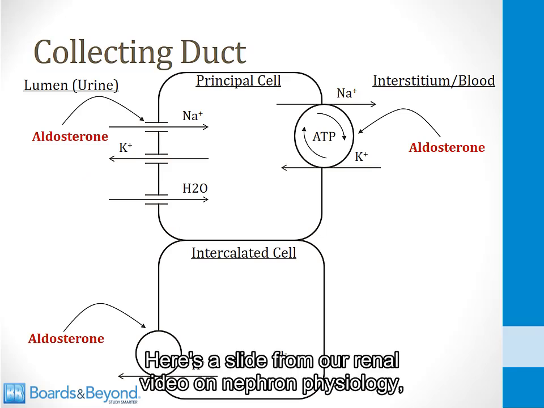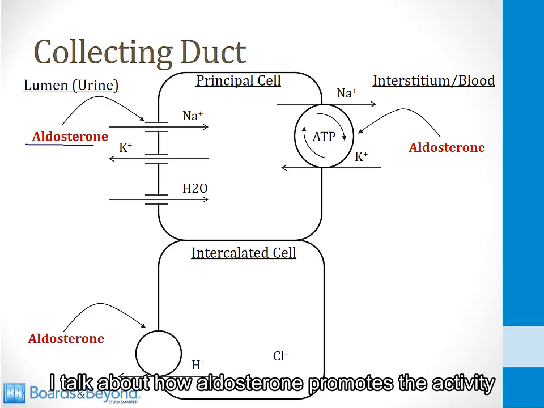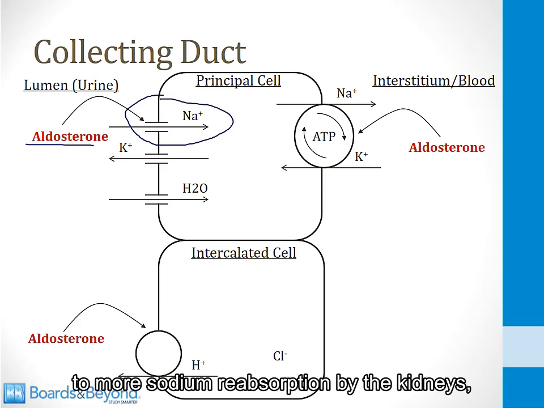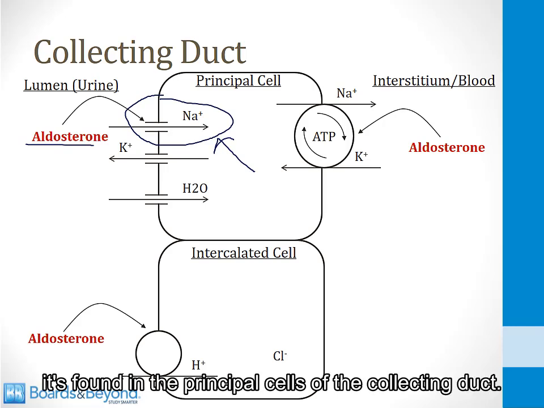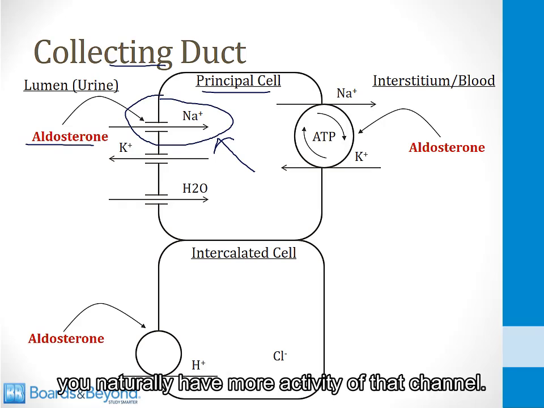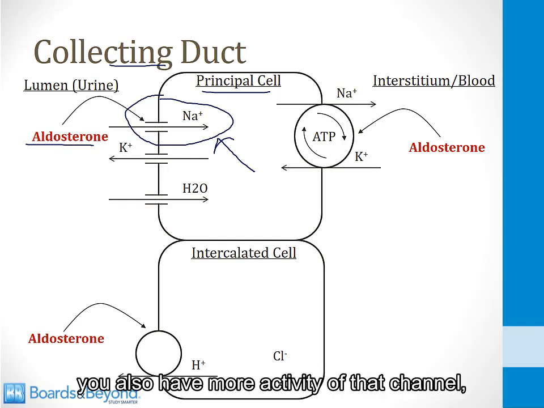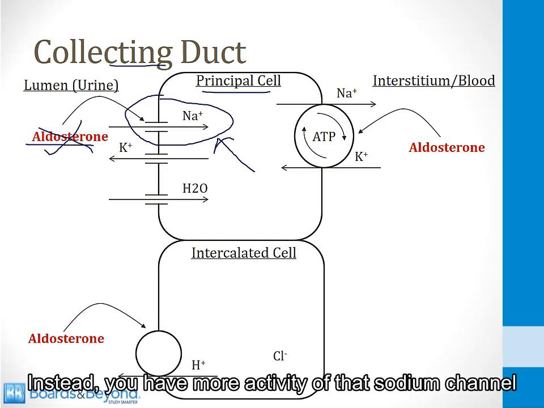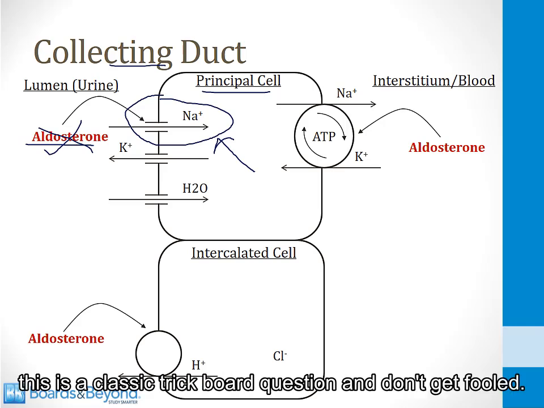Here's a slide from our renal video on nephron physiology, and in that video, I talk about how aldosterone promotes the activity of this sodium channel, and that's how aldosterone leads to more sodium reabsorption by the kidneys. This sodium channel is called ENaC. It's found in the principal cells of the collecting duct. So if you have hyperaldosteronism, you naturally have more activity of that channel. If you have Liddle syndrome, you also have more activity of that channel, but not because of high aldosterone levels. Instead, you have more activity of that sodium channel because of a genetic disorder. This is a classic trick board question, and don't get fooled.